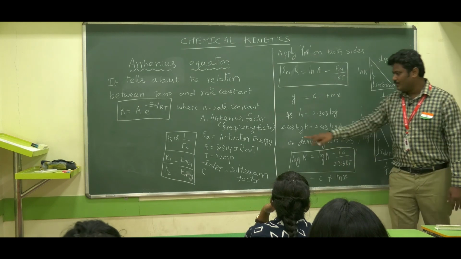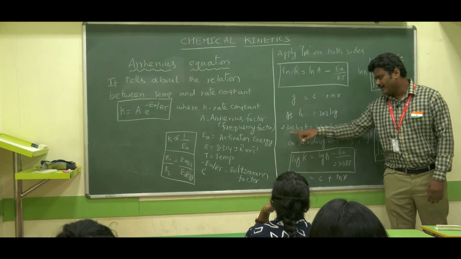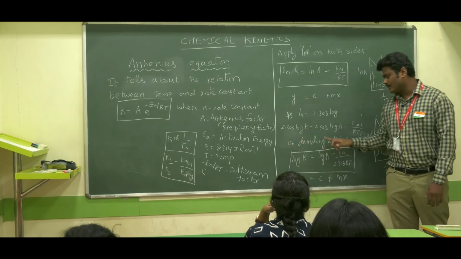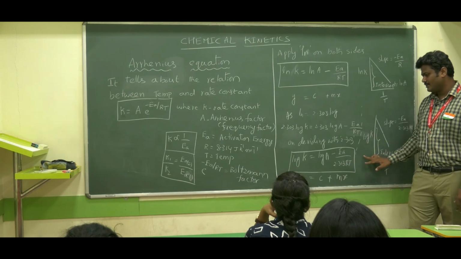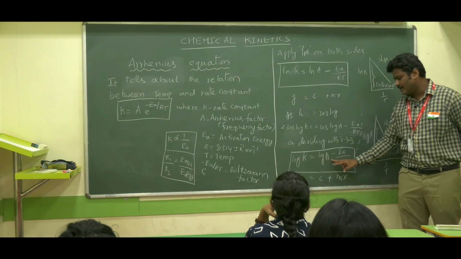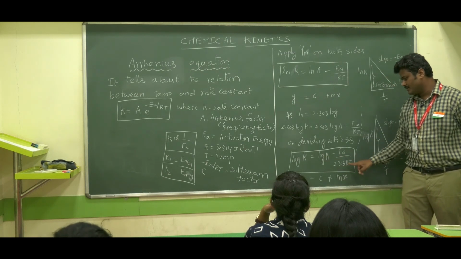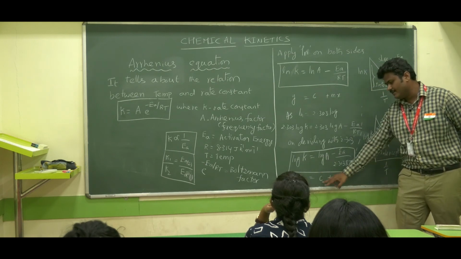Now if you divide this equation by 2.303, the 2.303 gets cancelled out here, and here also. So the final equation can be log k equals log A minus Ea by 2.303 RT. This also represents the y equals mx plus c equation.